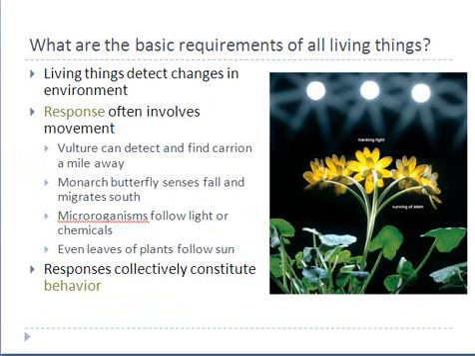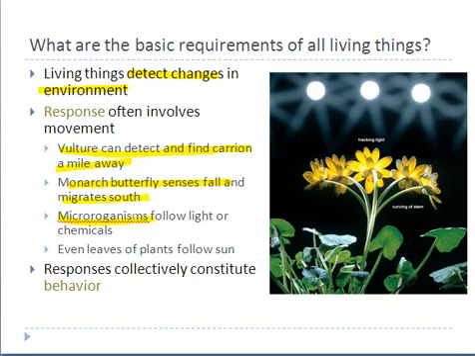Let's go on with more requirements of living things. Living things can detect a change in the environment, which is mainly a response due to adaptation. For example, a vulture can detect dead meat from a mile away. The monarch butterfly can sense the temperature change as fall starts and will start migrating south.